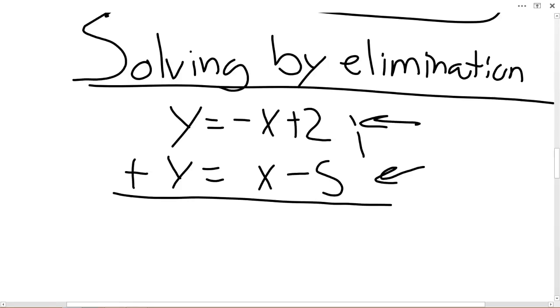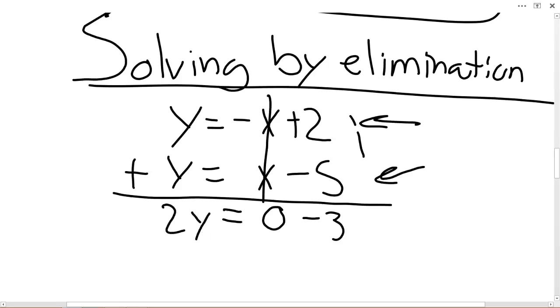So 2 minus 5. What is that? It's just negative 3, right? And then let's look at the next one. Negative x plus x. What do we get? 0, right? We eliminated that variable. That's 0. Equals, we'll bring down the equal sign. What's y plus y? We get 2y.